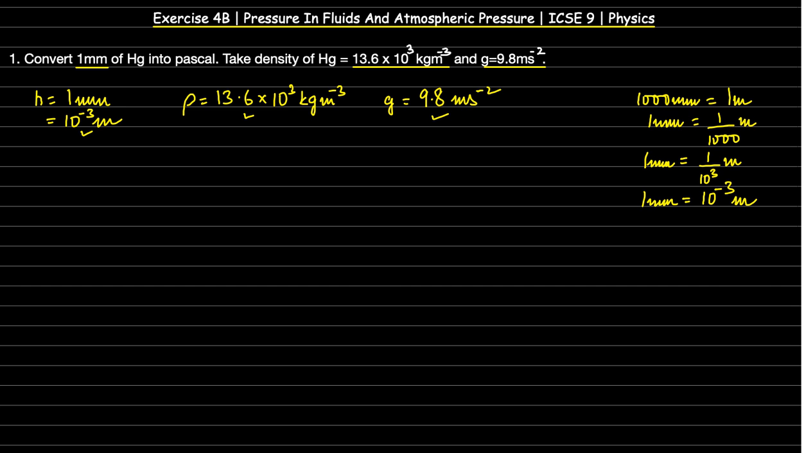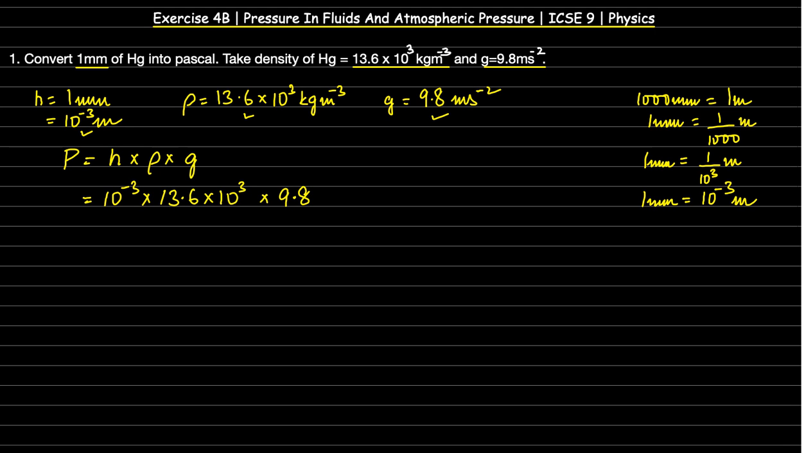Now I would be using the formula P, that is pressure, is equal to H, that is height, into rho, that is density, into acceleration due to gravity. So what I get here is, I would substitute the values. So height happens to be 10 to the power of minus 3 into density happens to be 13.6 into 10 to the power of plus 3 into, here I get it as 9.8 meter per second square for the case of G.